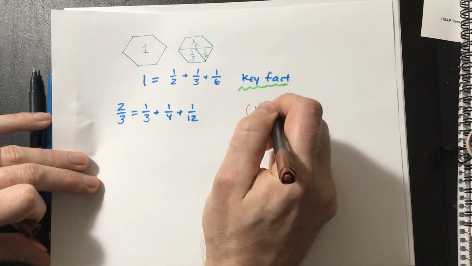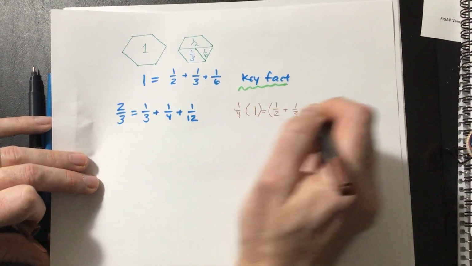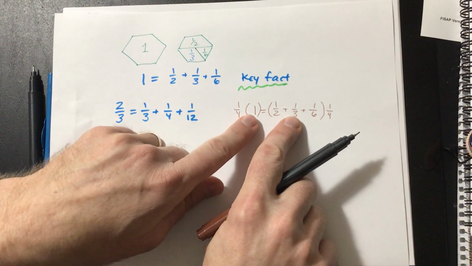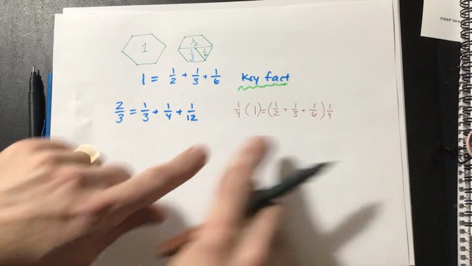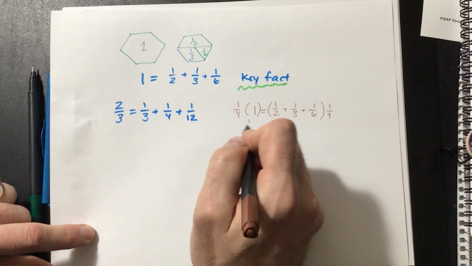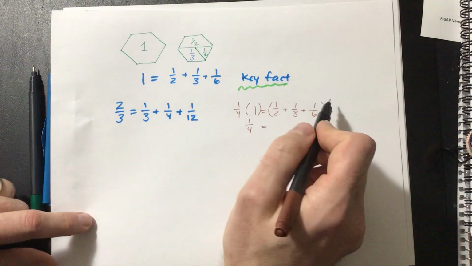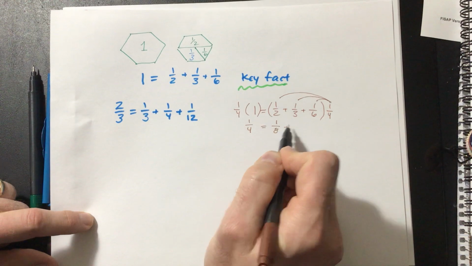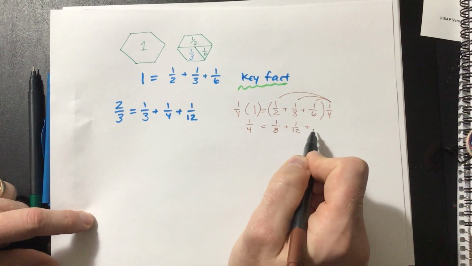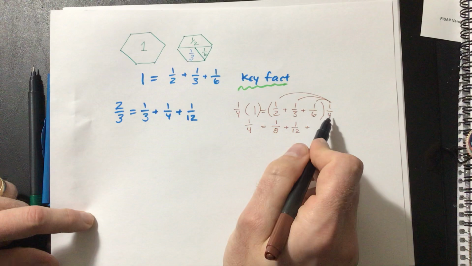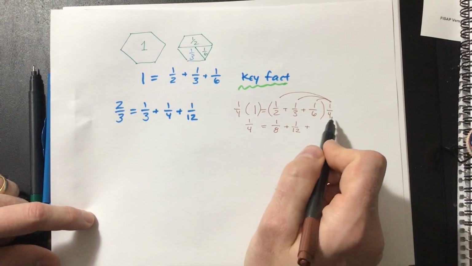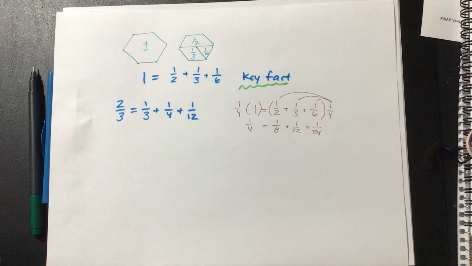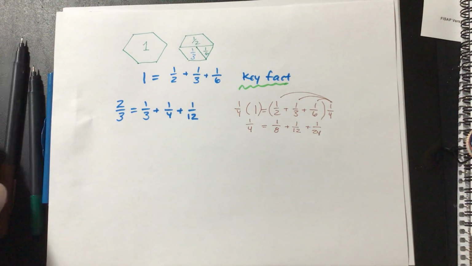And I can multiply both sides of this key fact by 1/4. Using properties of algebra, if I have 2 things that are equal, and I multiply by the same thing, then the results are still equal. So I'm going to get 1/4, and then when I distribute the 1/4 to all of these numbers, I get 1/8 plus 1/12 plus 1/24. Okay, so why did I say that? I just said that because I wanted to.